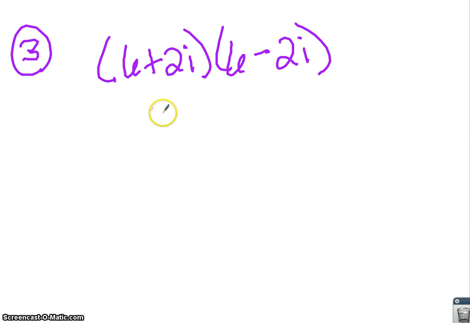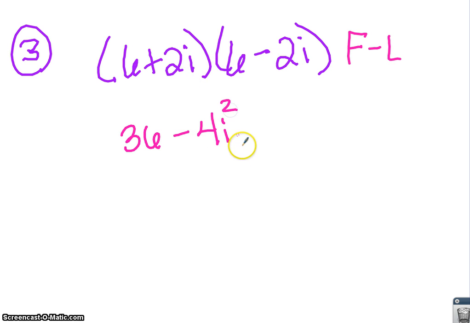When you have conjugates, which means you have the same stuff but with different signs, all you actually have to do is first minus last. So 6 times 6 is 36 minus 2i times 2i is 4i squared. Remember that anytime you see an i squared, you're actually going to drop the i squared but change the sign. So this becomes plus 4. 36 plus 4 is 40.